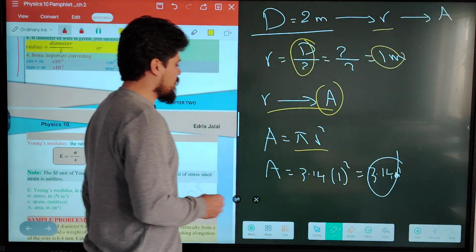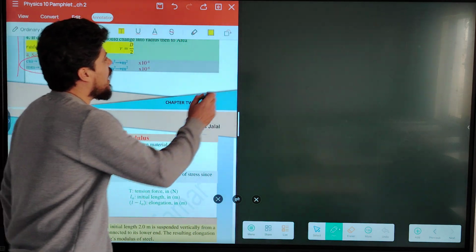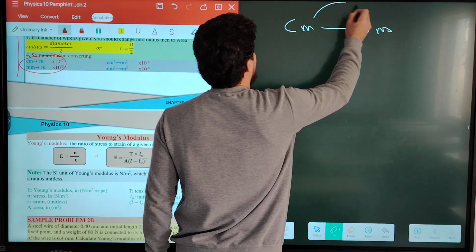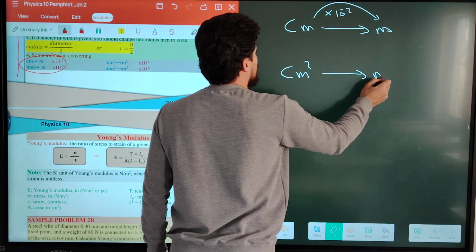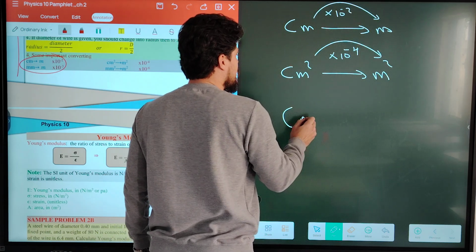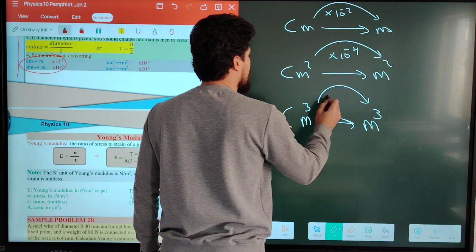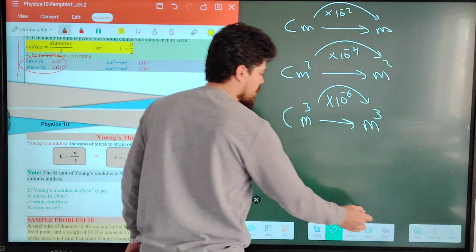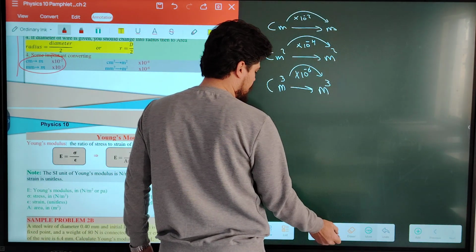And about the conversion, we have some important conversions we studied in chapter 1. Just for reminding you guys, centimeter to meter, multiply by 10 power negative 2. How about centimeter square to meter square? Multiply by 10 power negative 4. Centimeter cube convert to meter cube, multiplied by what? 10 power negative 6. Okay, so this is very, very important, guys. Pay close attention, please. This conversion is very important.